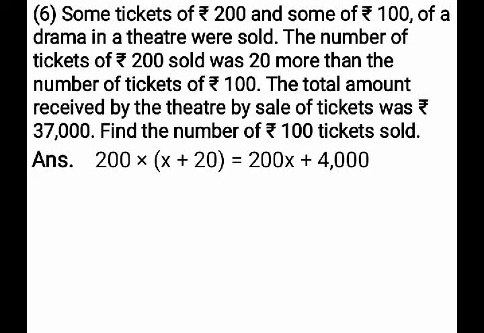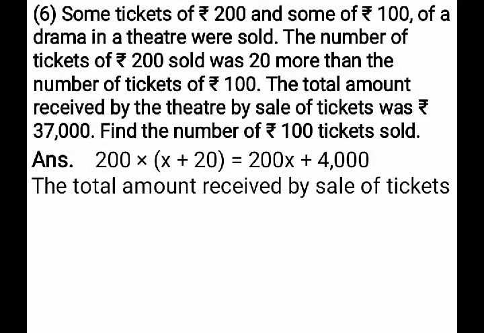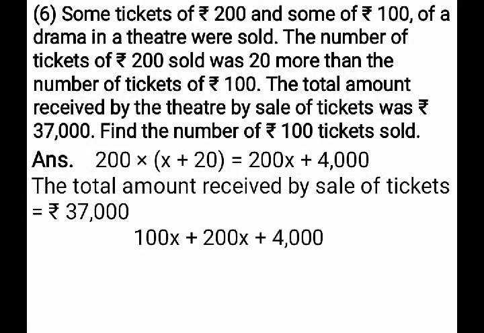Next sentence, what was given in this sum? You have to write this statement. The total amount received by sale of tickets is equal to rupees 37,000. If the total amount received by sale of tickets is given as rupees 37,000, it becomes the addition form of the equation. That is 100x plus 200x plus 4000 is equal to 37,000. This is the meaning.